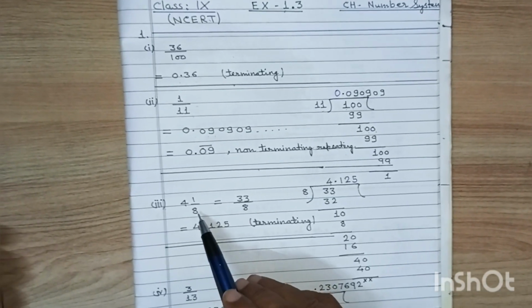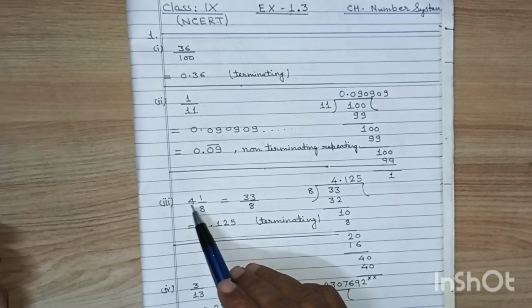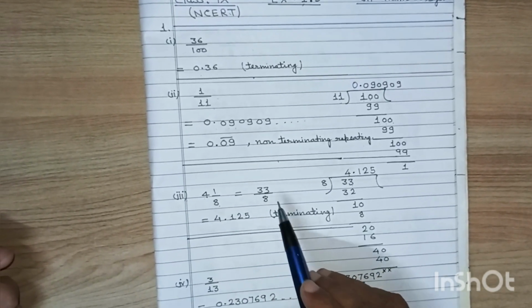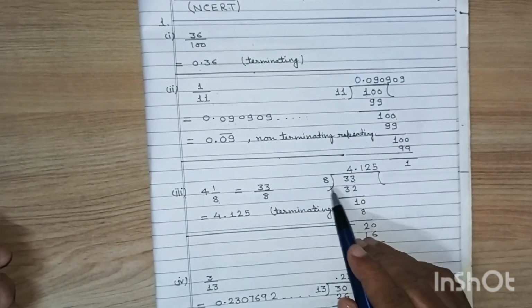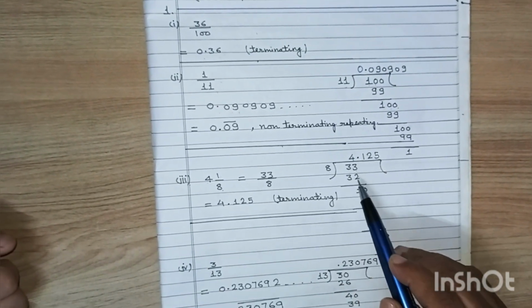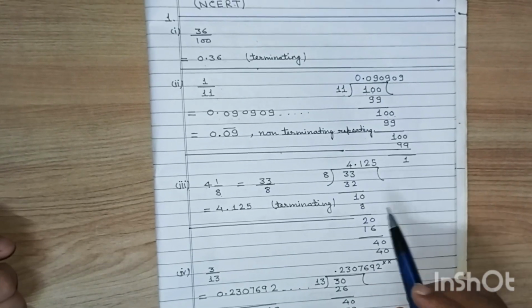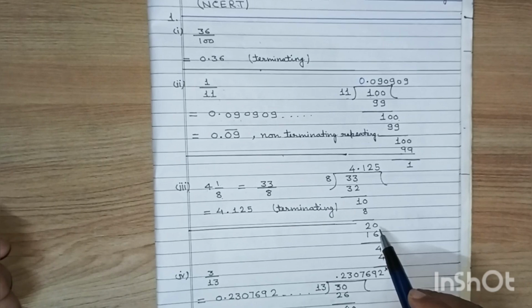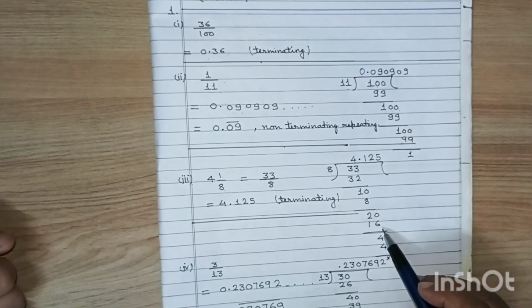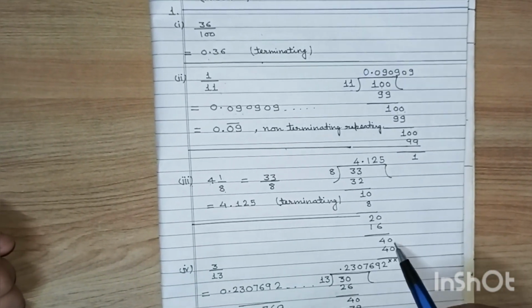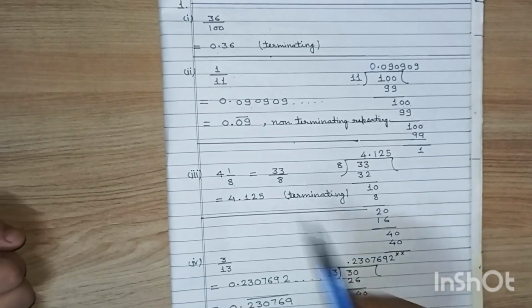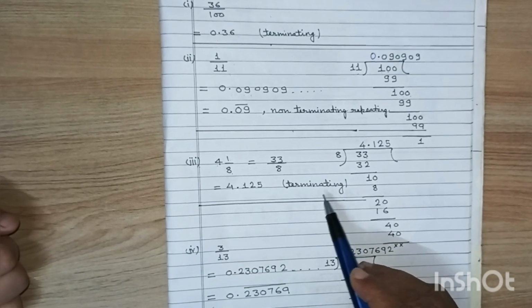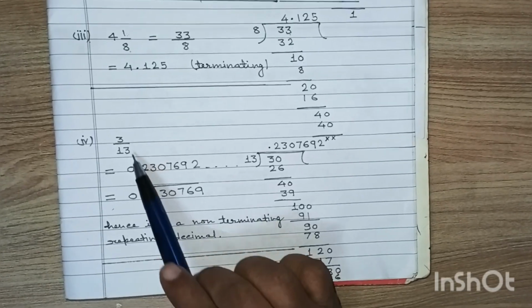Third is 4 whole 1 by 8. 8 fours are 32 plus 1, 33 upon 8. 8 divides 33. 8 fours are 32. Point. It is 10. 8 ones are 8. 2, 0. 8 twos are 16. 4, 40. 8 fives are 40. Equals 4.125, a terminating decimal. So it is rational.